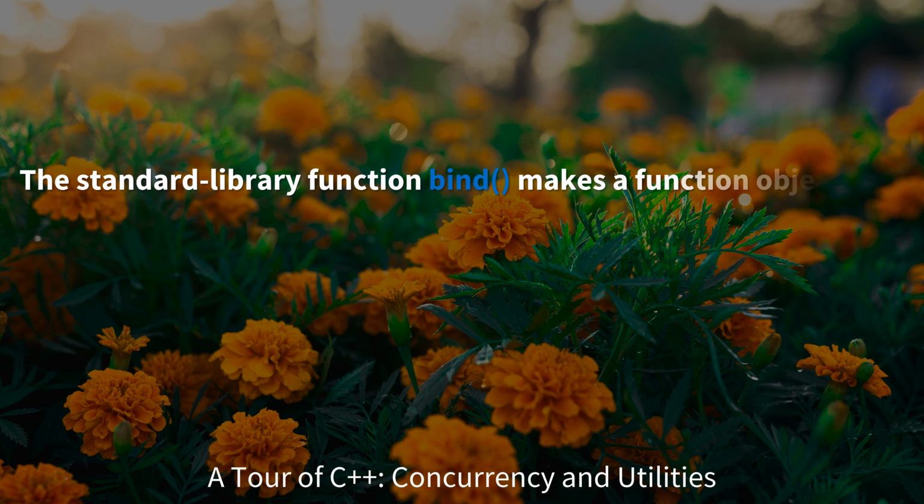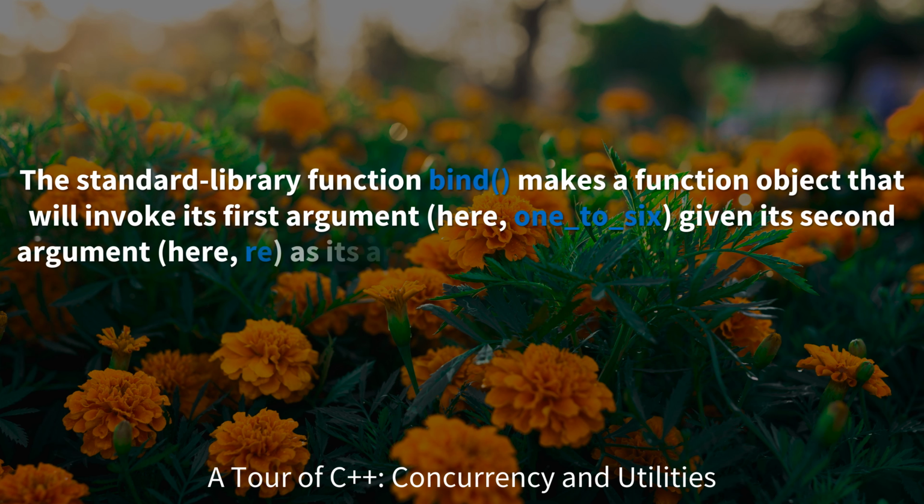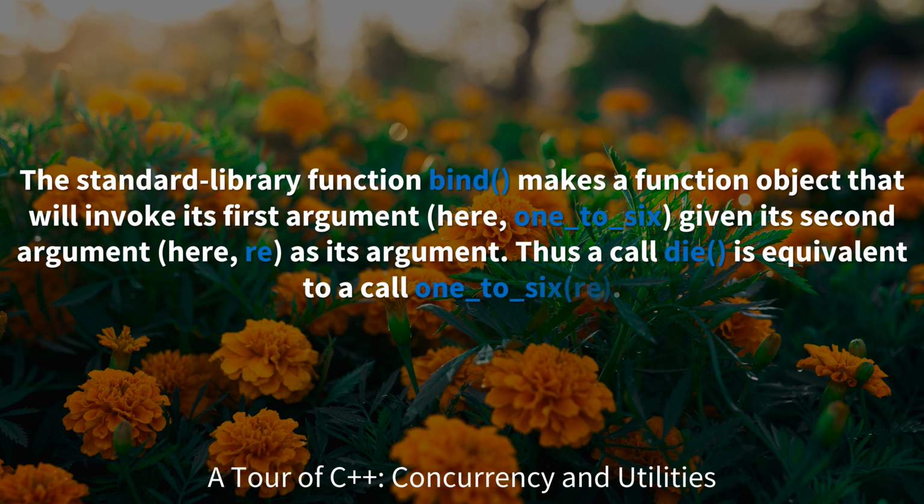The standard library function bind makes a function object that will invoke its first argument, here one_to_six, given its second argument, here re, as its argument. Thus a call die() is equivalent to a call one_to_six(re).